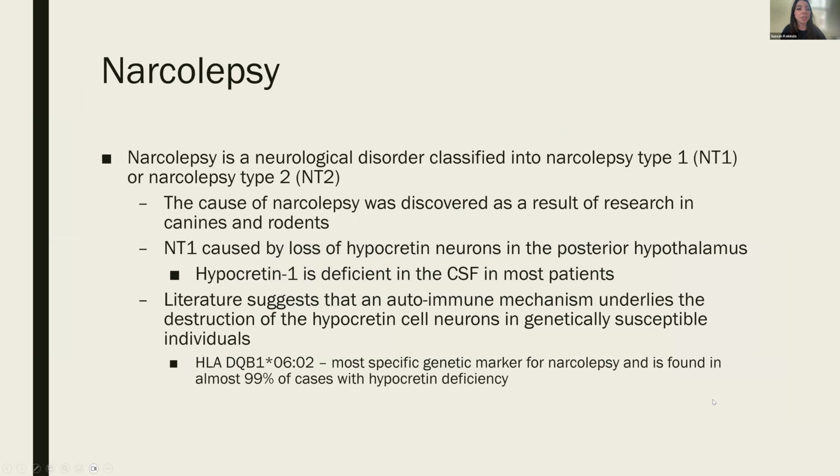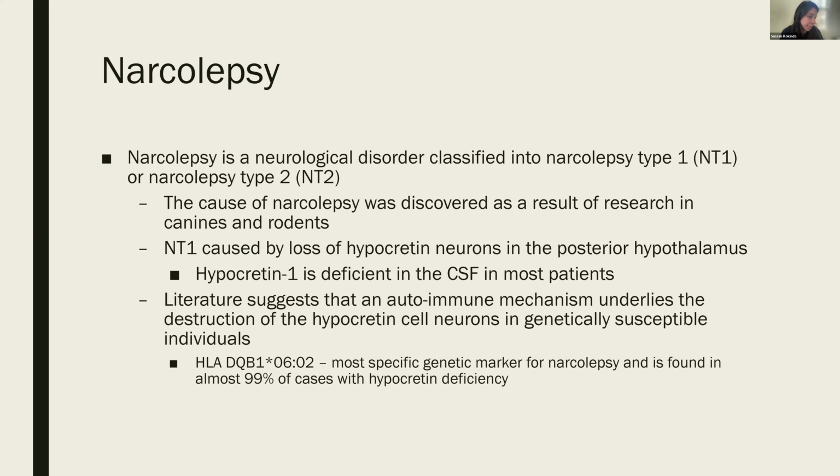Okay, so I just wanted to do a general overview on narcolepsy, and this is really mostly for the fellows, since we do have our in-training exam coming up, just to refresh on narcolepsy. So it is a neurological disorder. It is categorized in type 1 and type 2. It was first discovered doing research on canines as well as rodents.